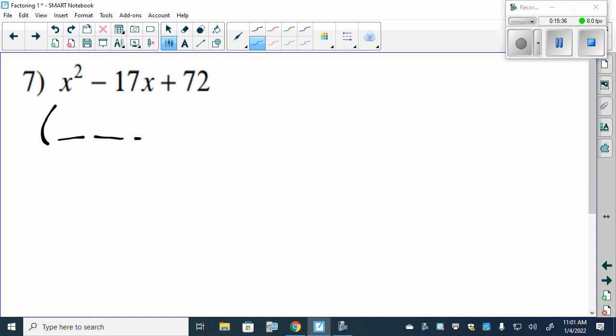Our two sets of parentheses with three spaces. So that takes care of the first and second step. Now our third step is to find the sign.